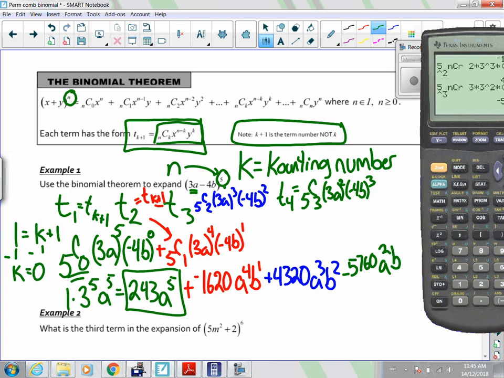A2, B3. Counting is apparently the hard part of figuring this out. Next is going to be T5. I'm just going to write down here because I'm running out of space. 5C4, 3A to the 1, negative 4B to the 4th.